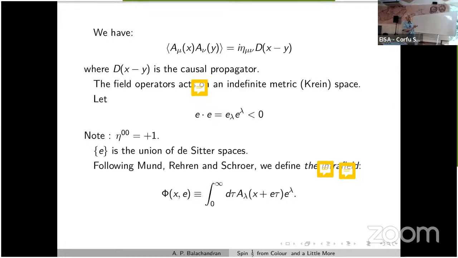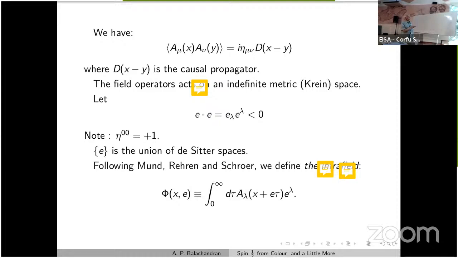So I want to look at the connection field A and the correlation. Let's say consider the free case, and the two-point function is this one. Okay? The problem is illustrated already at the two-point function, where D is the causal propagator. Now, if written like this, this A is not a well-defined operator on a Hilbert space because it has indefinite metric. It acts on an indefinite metric Krein space, okay, which has all kinds of bad properties. We would like to make sure that it acts on a Hilbert space.